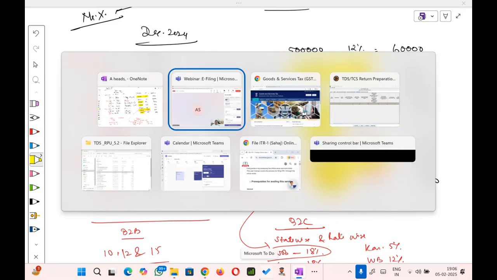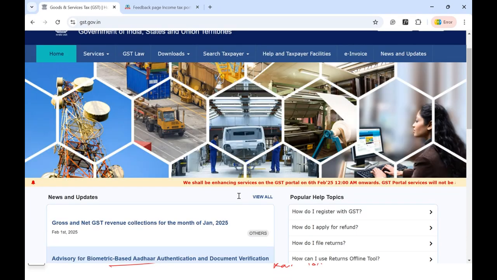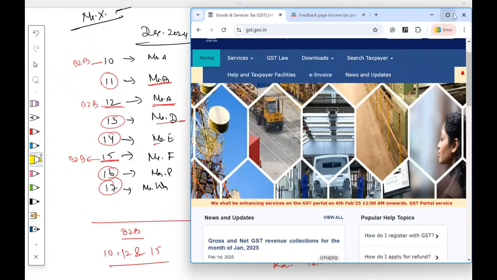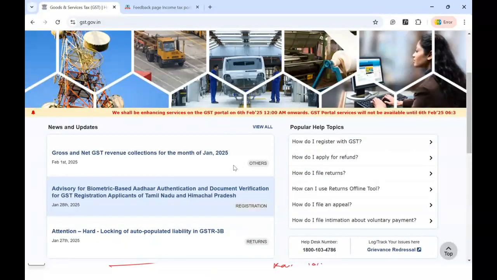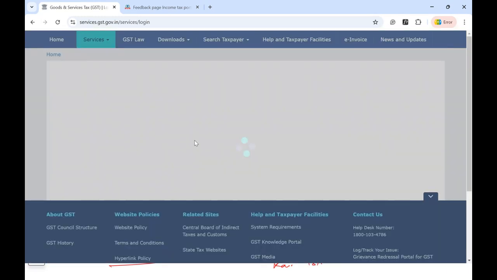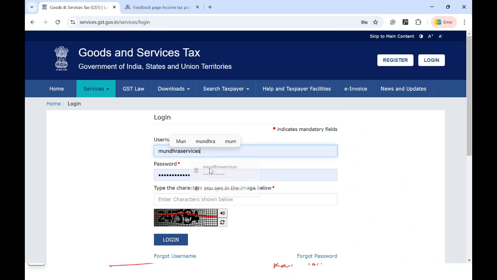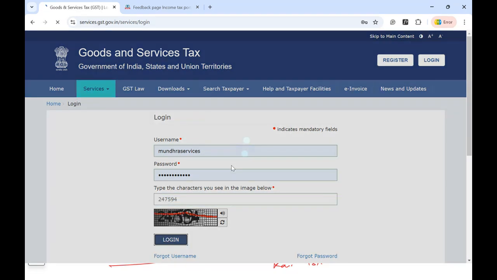For that, we need to visit the GST portal, that is gst.gov.in. This is the common portal for GST. In this portal, we need to log in. In the top right corner, there is a login button. We need to log in. I'm using user ID and password. Insert the CAPTCHA code, then login.